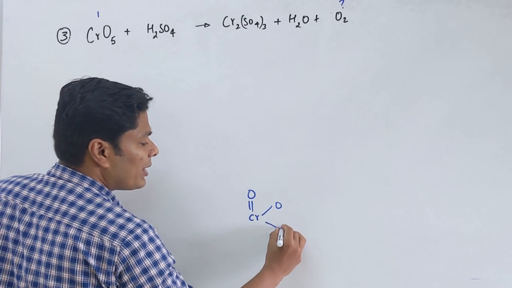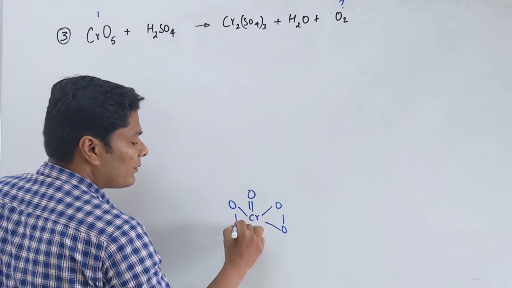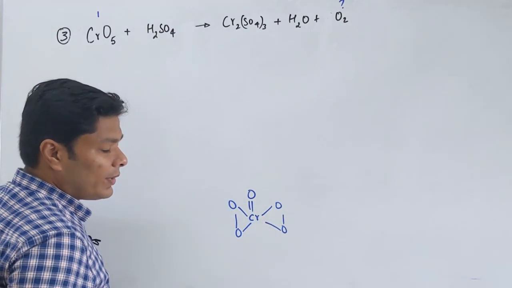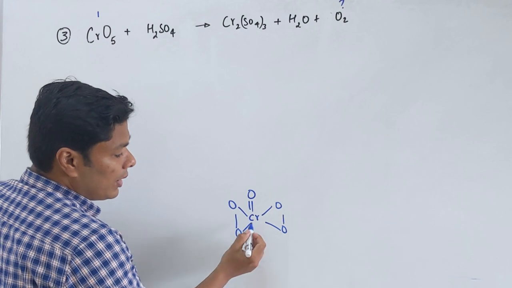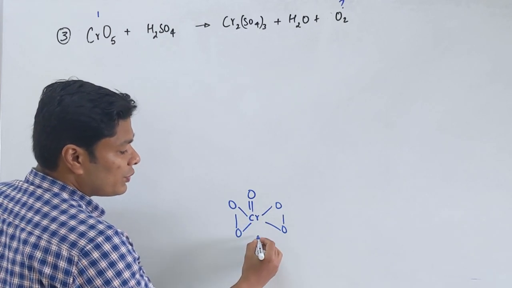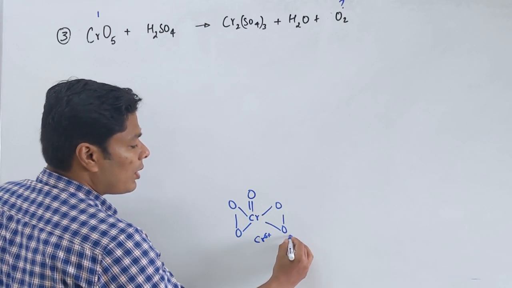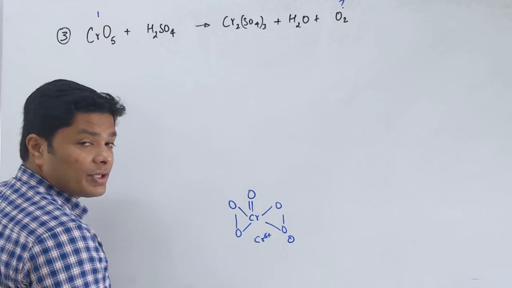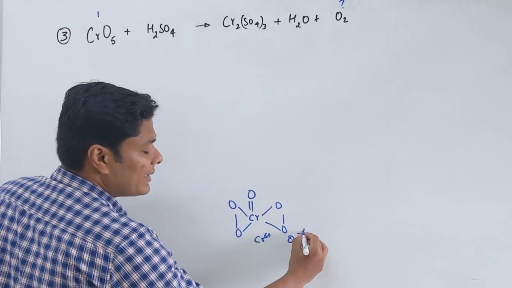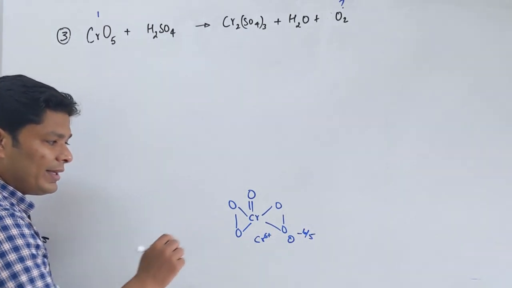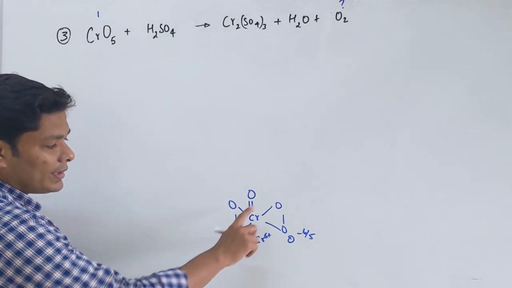We will see this in chemical bonding later. It's called a butterfly structure. Looks like a butterfly. So here if you see, chromium has 6 bonds with oxygen. So chromium is plus 6 and the oxygens' average oxidation number is minus 6 by 5 each, and times 5 makes it minus 6. Okay, this is what you want to know.